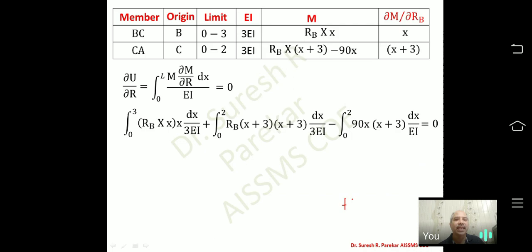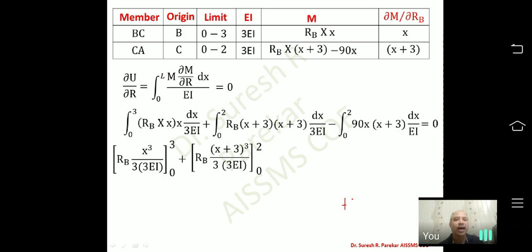And now if you will integrate, you can go directly by using calculators. If you have calculators, you can check it. I will get these values directly by calculators. So RB you can take outside from the integrations, and by taking RB outside, you can have integration x square dx upon 3 EI, and that will give you value, that is RB x cube upon 3 EI, that I have calculated in next step.